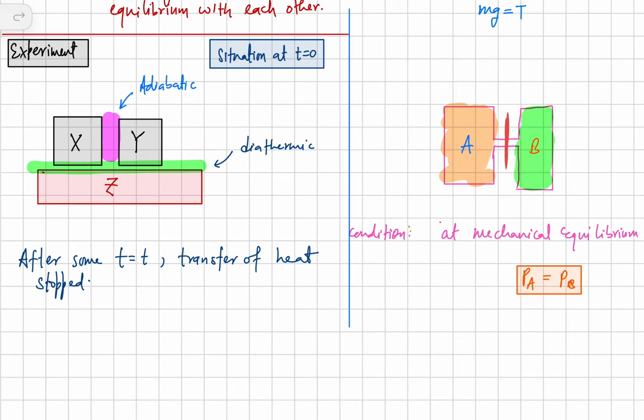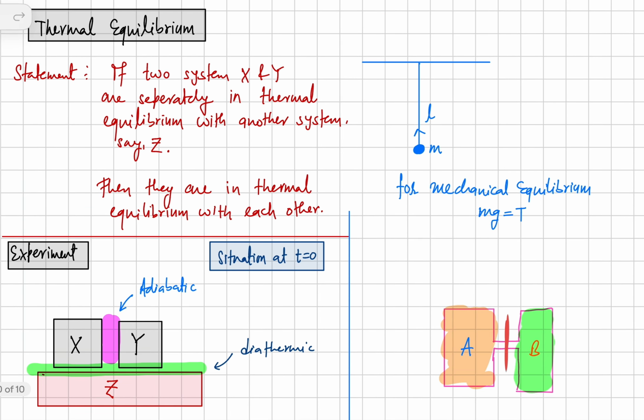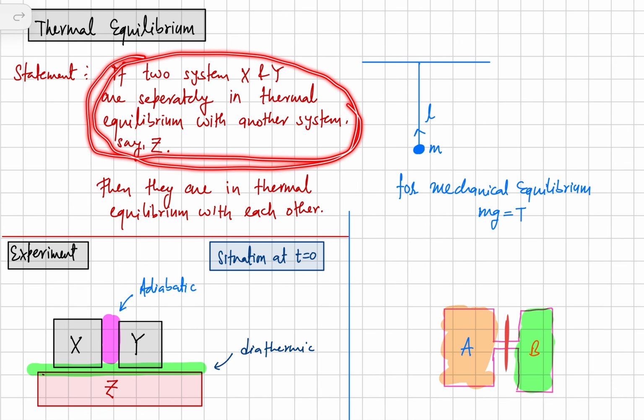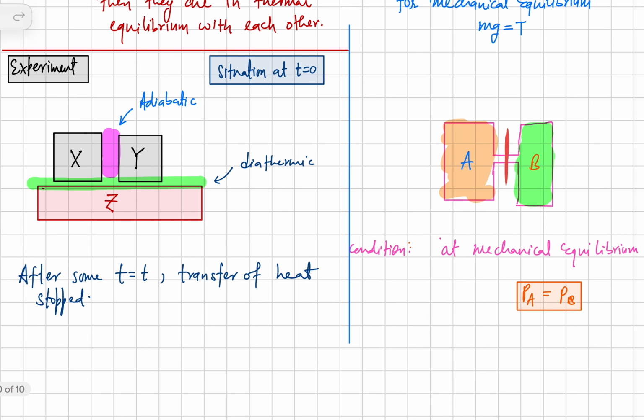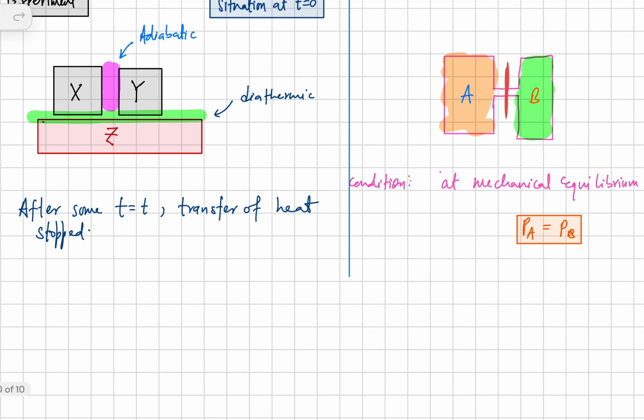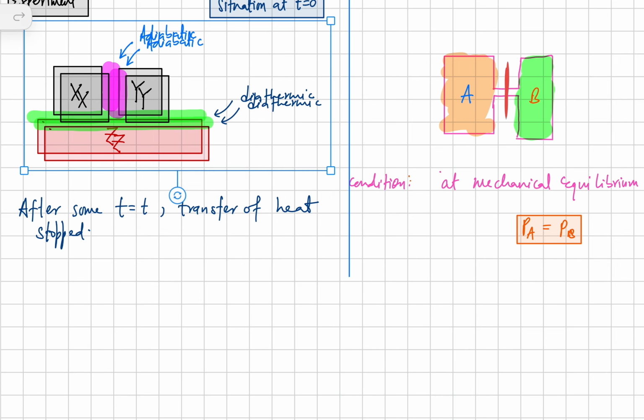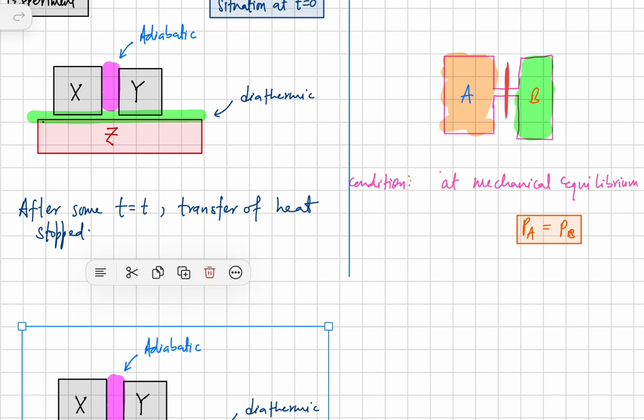Now what does it mean? X is in equilibrium with z, and y is in equilibrium with z also. So this is the first half of the statement. After this, what we have seen is that we just exchange the walls. In the second part of the experiment, what do we do? We just exchange the walls.